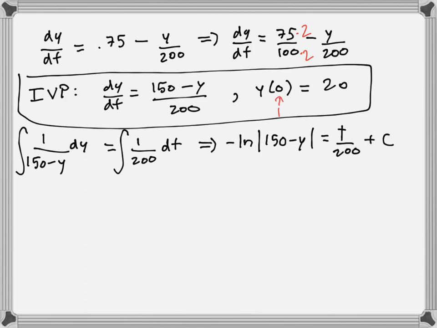This means that when t is 0, y is 20. So we plug those things in. Negative natural log of the absolute value of 150 minus 20 is equal to, t is 0, so that's gone, is just equal to c. Which means that c is equal to negative natural log of 130. Because the absolute value of 150 minus 20 is the absolute value of 130, which is just 130. So you end up with the following.